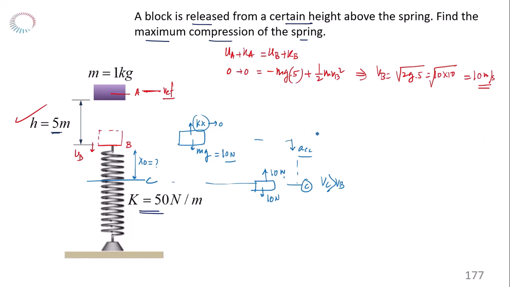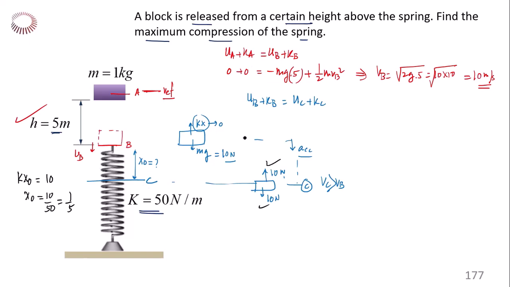Now I apply the work energy theorem again between B and C. I am writing UB plus KB should be equal to UC plus KC. For that I want to calculate x naught. How to calculate that? At point C, both the forces are balancing each other. That means at point C, the spring force k x naught is balanced by 10 Newton. So x naught is 10 by k, 10 by 50, that is 1 by 5. So the distance between B and C is 1 by 5 meters.